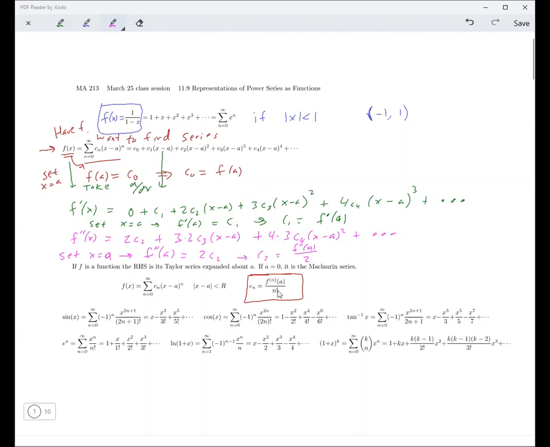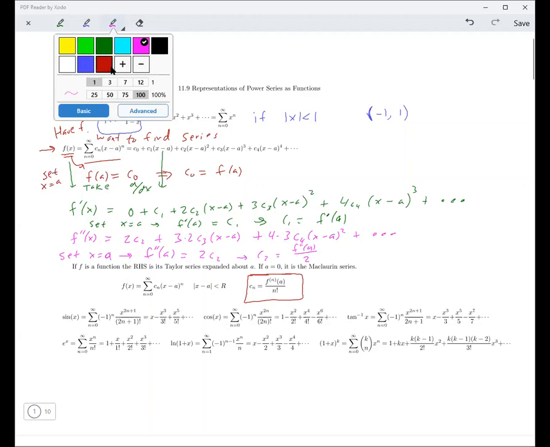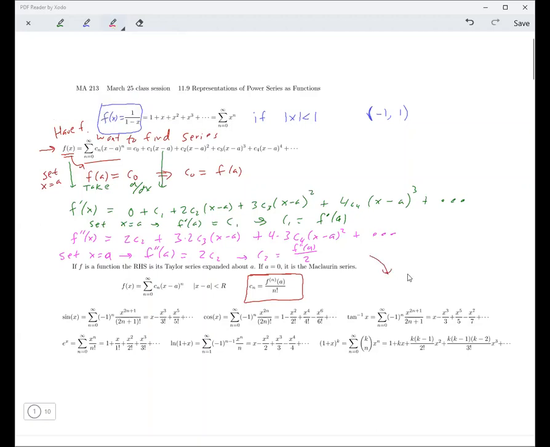Now in general, this is what you're going to get. If you go another step, if you repeat this process again, C3 will be f triple prime of a over 3 factorial. So you got 3 times 2. And then this one's going to give you 4 times 3 times 2, which is 4 factorial. So C4 will be the fourth derivative evaluated at a, divided by 4 factorial. So this is the formula that you get.